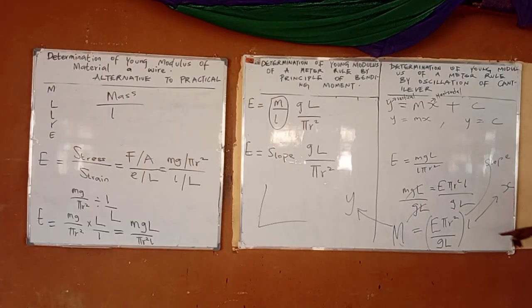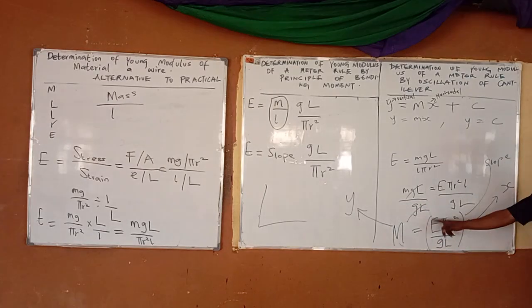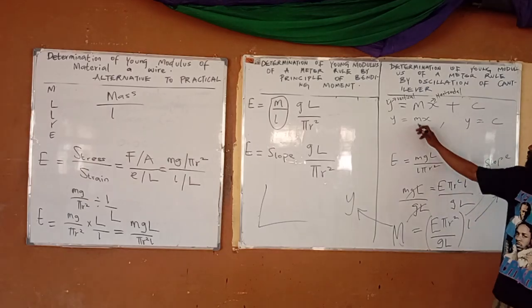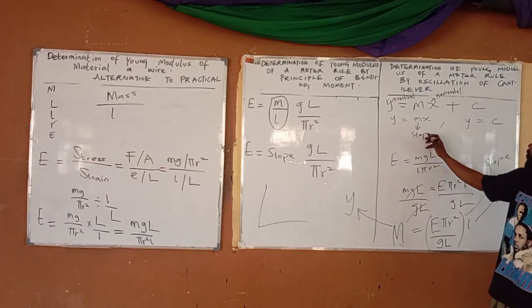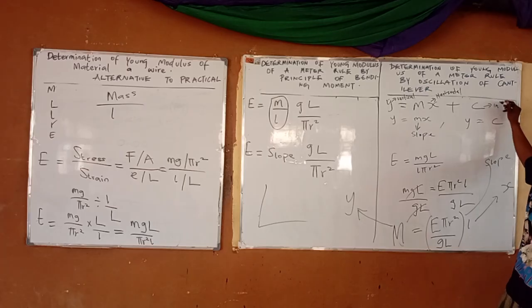So this is what you have. This L stands for x-axis. This M stands for y-axis. And this thing that is here is now the M for the slope. M here means slope. C here means intercept.